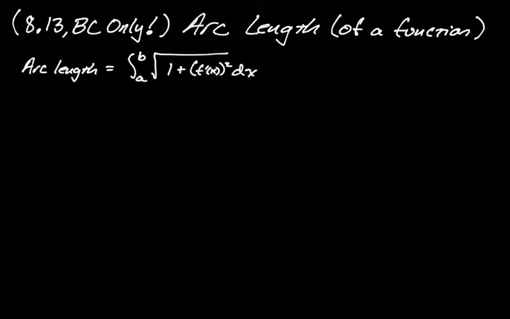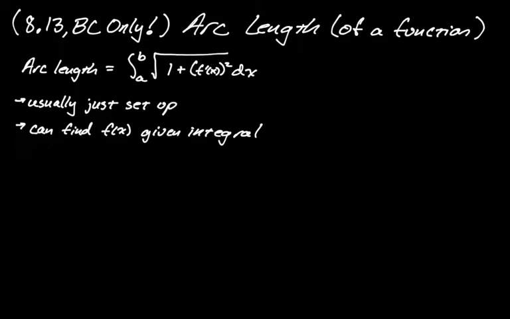Usually you just have to set these up. The reason being, it's unusual to be able to integrate the square root of 1 plus something squared. How often do you find yourself doing that? Another thing is, I couldn't find an example, but it's a common multiple choice question to figure out what f of x is given the actual arc length integral. You'll be given the arc length, and then you have to rearrange it so it looks like square root of 1 plus something, recognize that that something is f prime, and then just integrate it.